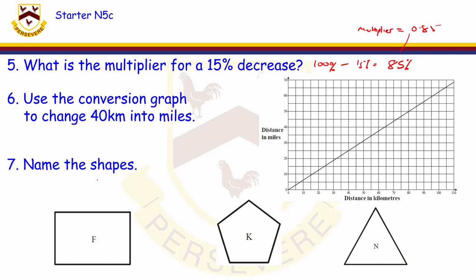Okay. Use the conversion graph to change 40 kilometers into miles. So here's our kilometers along the x-axis and miles along the y-axis. So we want to look at 40 kilometers. So we draw a line until it hits the curve. I can't draw a very straight line on here. And then where it hits the curve, I draw a cross and read off, and it's 25 miles.